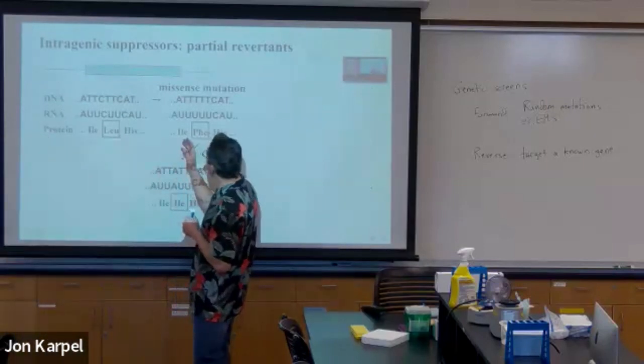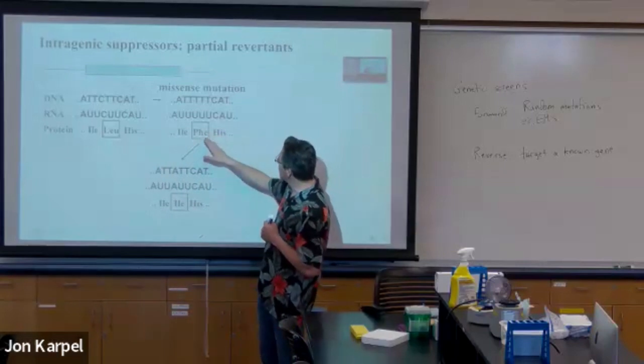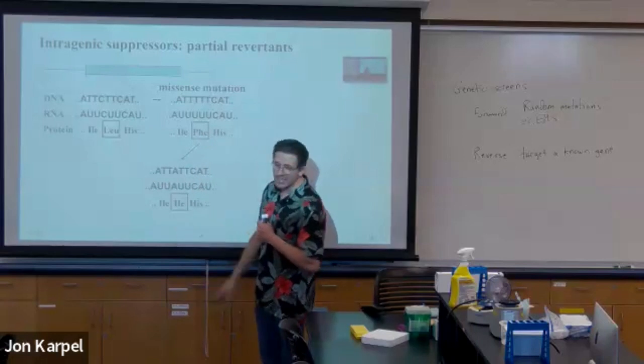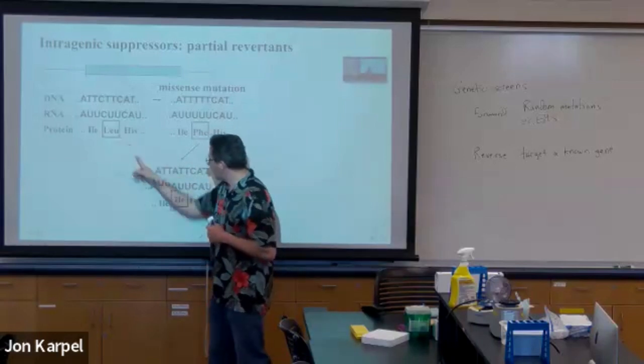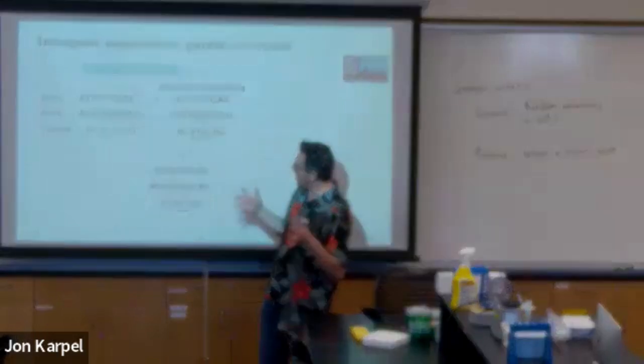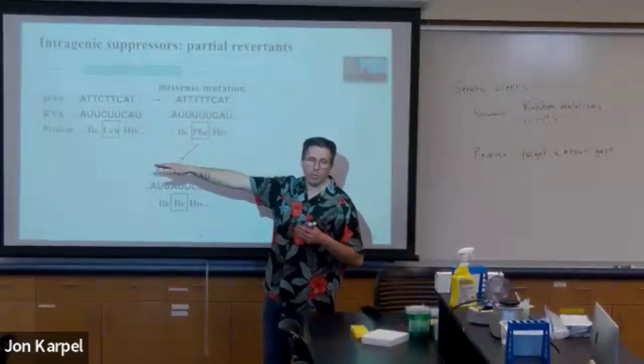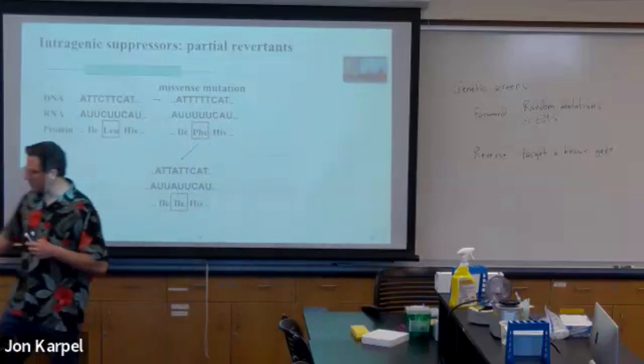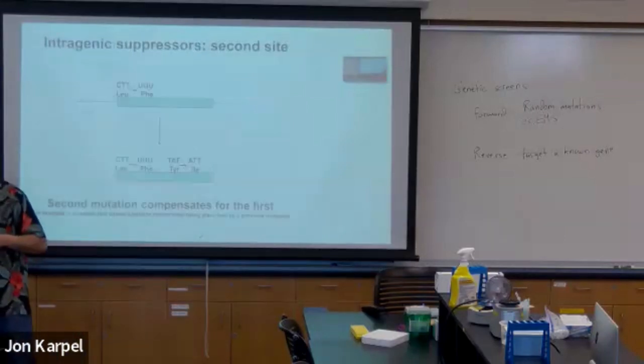Here's one where it's a partial revertant. So we've mutated to phenylalanine and it mutates back to isoleucine. And this is kind of where the genetic code has some redundancy in it. Isoleucine is a non-polar amino acid like leucine, and it could give you partial function in that protein.